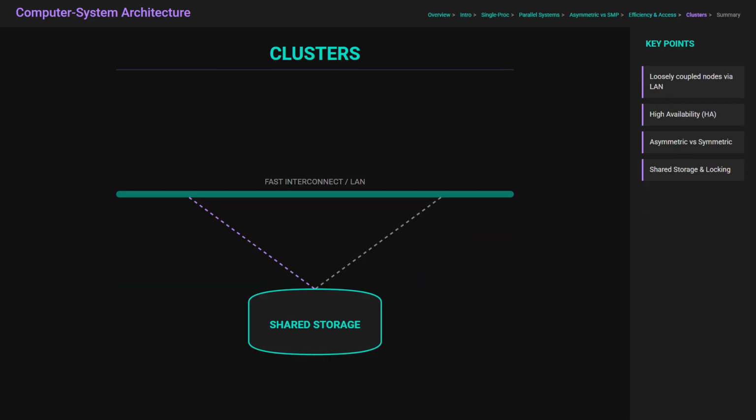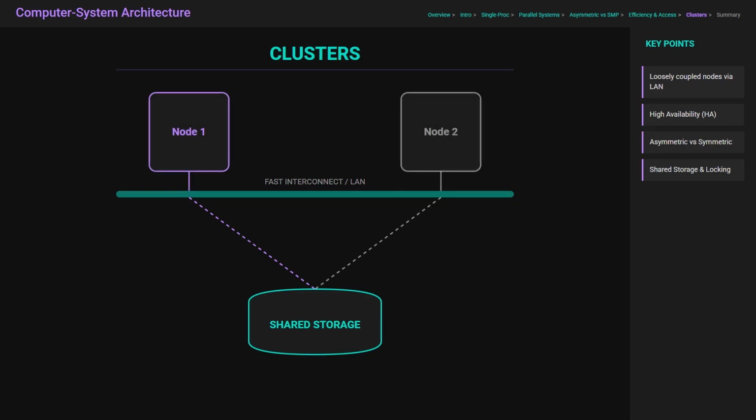Finally, let's discuss clustered systems. While multiprocessor systems are tightly coupled, clustered systems are loosely coupled. A cluster consists of two or more individual systems, or nodes, joined together via a local area network or a fast interconnect. The primary goal of clustering is high availability. If one node fails, others can take over, which is vital for databases and web servers.